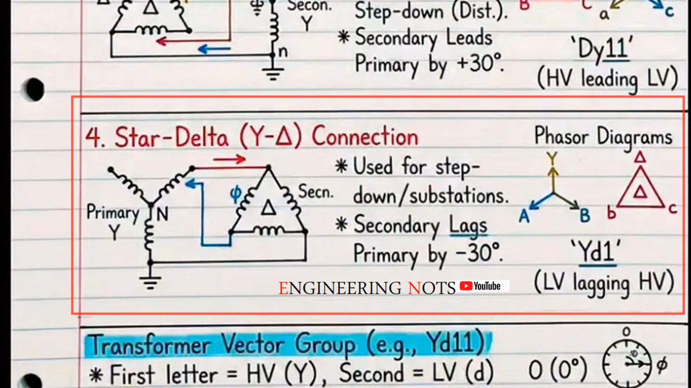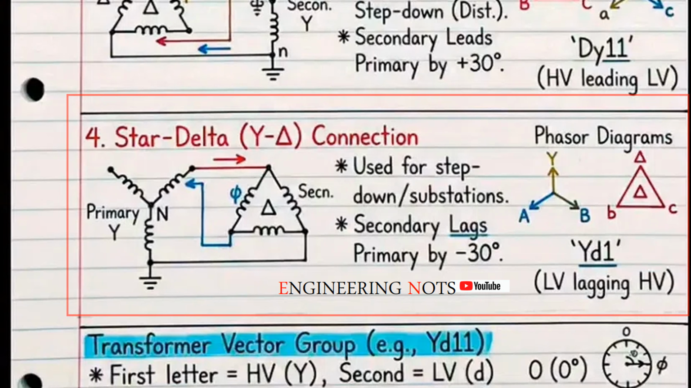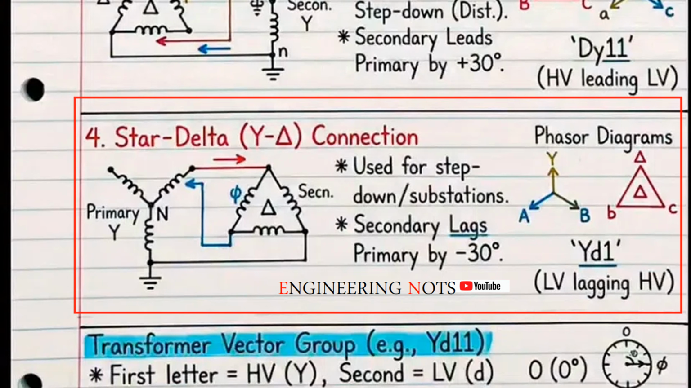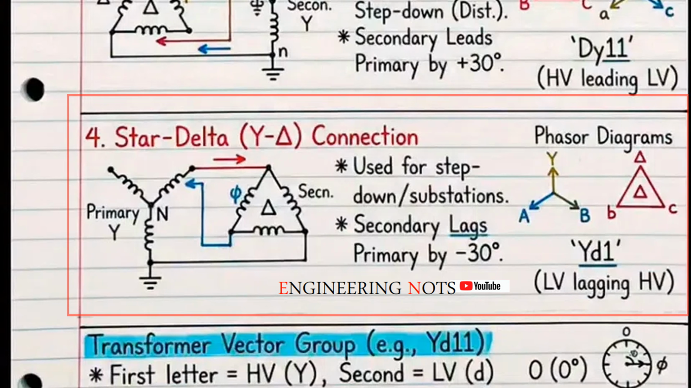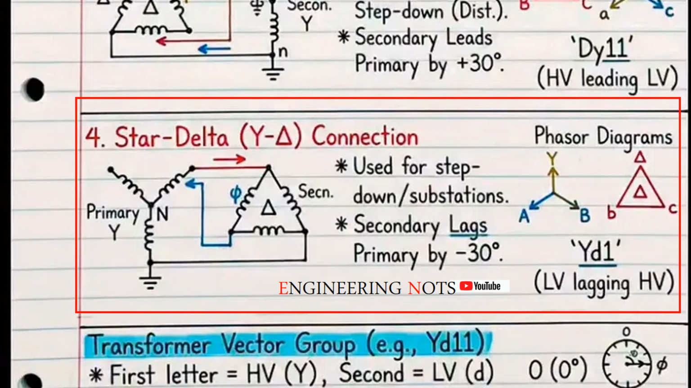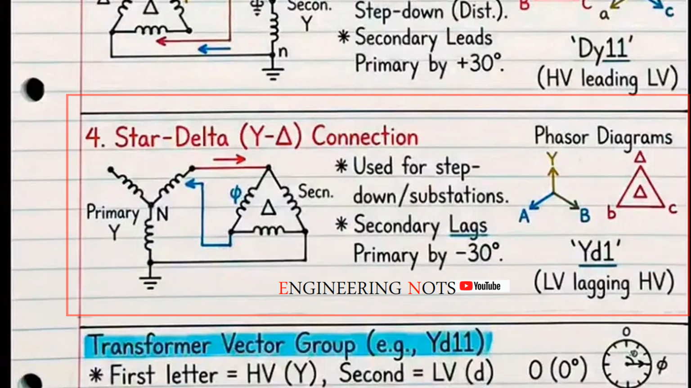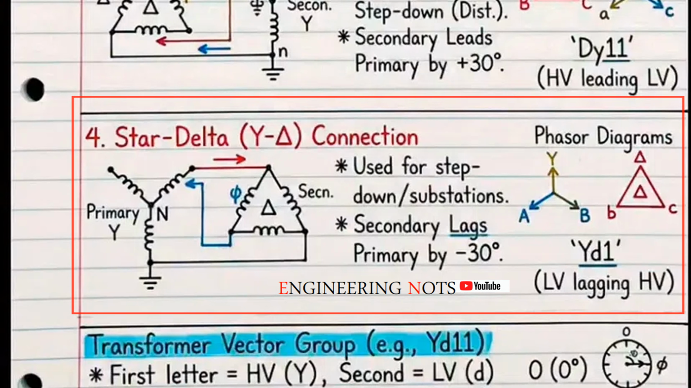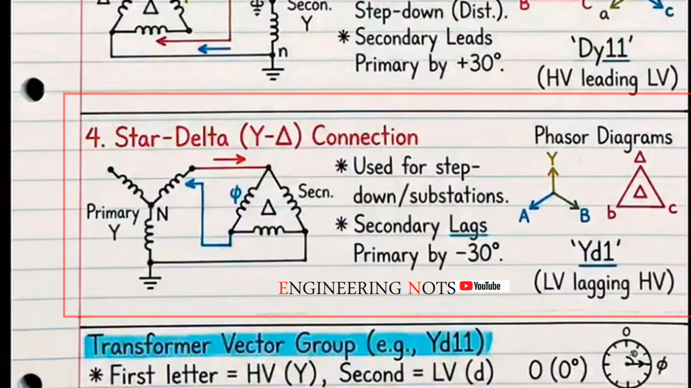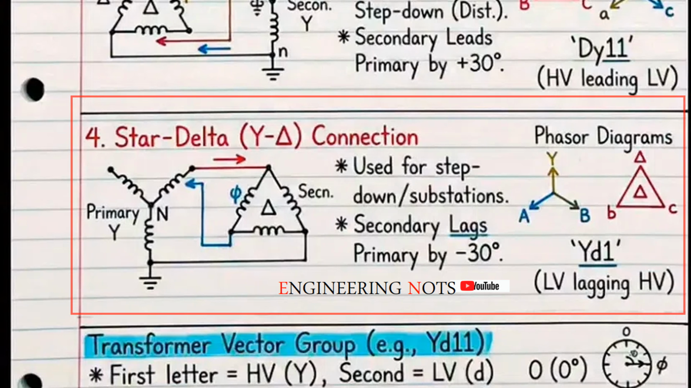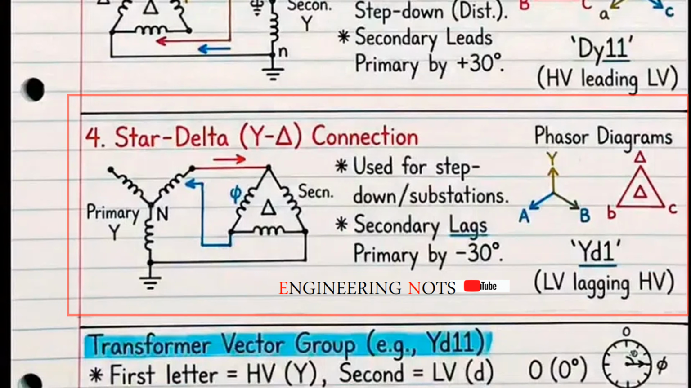And just like delta star, this connection has a 30-degree phase shift. But this time it's minus 30 degrees. The secondary voltage lags the primary by 30 degrees. The vector group for this is typically YD11. But depending on the winding arrangement, it could be YD11 or YD1. So if you have delta star with plus 30, and star delta with minus 30, the total phase shift between primary and secondary is 60 degrees. This is why you need to be careful when connecting transformers in parallel.